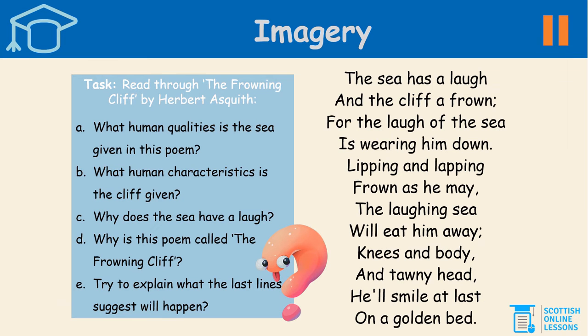Here we see a really good example of personification in this poem by Herbert Asquith. Read through the poem carefully and then try to answer the following questions. A. What human qualities is the sea given in this poem? B. What human characteristics is the cliff given? C. Why does the sea have a laugh? D. Why do you think this poem is called The Frowning Cliff? And finally, can you try to explain what will happen in this poem based on how it ends?